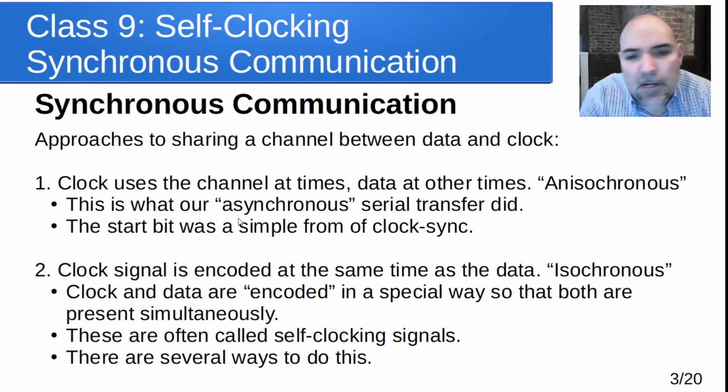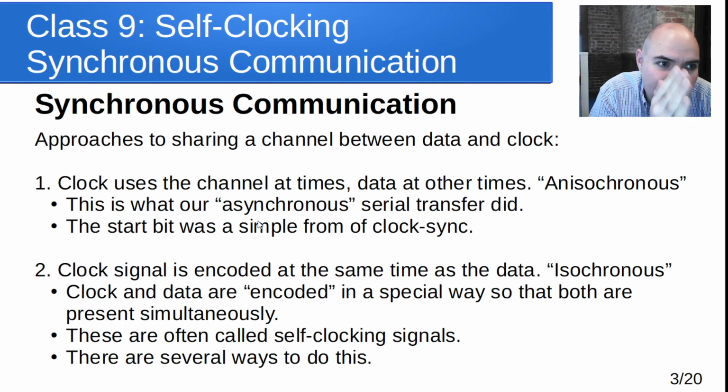Now, there are a couple approaches to this that we've already seen. We just didn't know that's what we had seen. For example, the clock uses a channel at some point in time, and then it switches over and becomes data at other points in time. That is what's called anisochronous synchronous communication. And actually, what we called asynchronous communication earlier, that's kind of what it did. It had a start bit that was a clock signal. That was a synchronization signal that during the clock or the start bit time period, it was acting as a clock synchronization signal. And then it switched to being data from that point on until the stop bit.